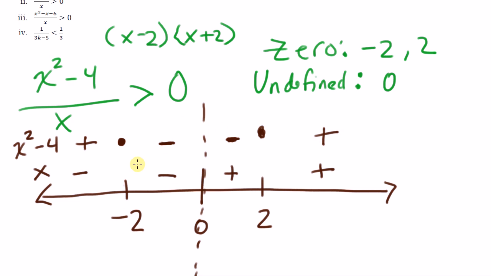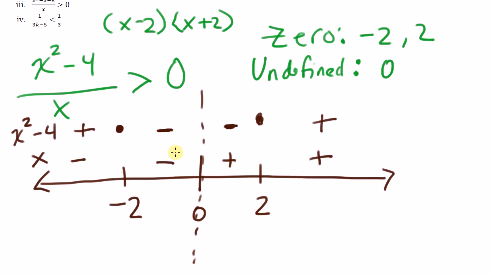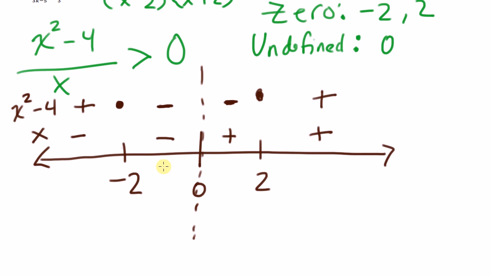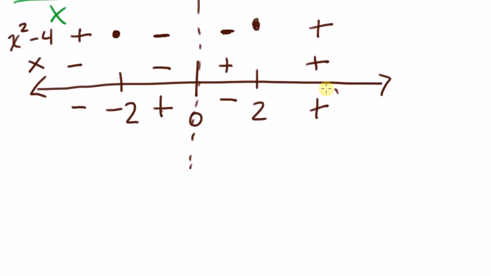And what it's asking us is, when is x squared minus 4 divided by x greater than 0? So it's going to be everywhere we have the same signs. So I'm going to do this. Negative divided by negative is positive. Negative divided by positive is negative. Positive divided by negative is negative. Positive divided by positive is positive. So my solutions are here and here.